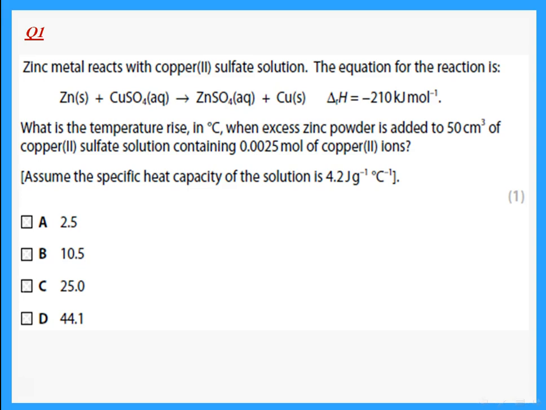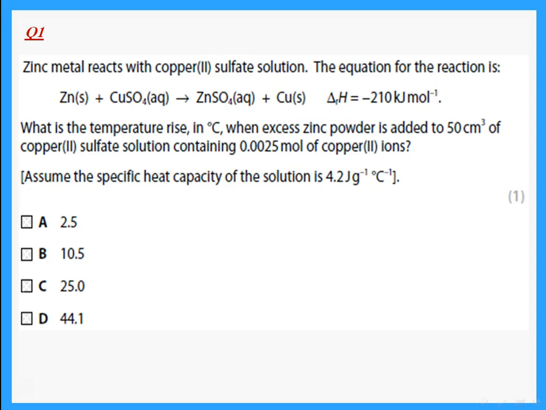He says, zinc metal reacts with copper sulfate solution, and he gives me an equation with its delta H. And he's saying, what is the temperature rise? So what we're trying to get is the delta T, or the temperature rise, when excess zinc powder is added to 50 centimeter cubed of copper sulfate solution containing this number of moles.